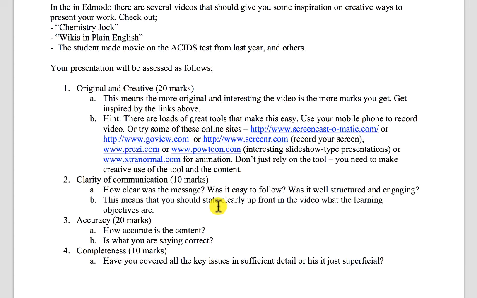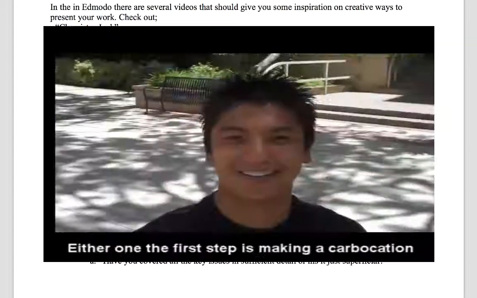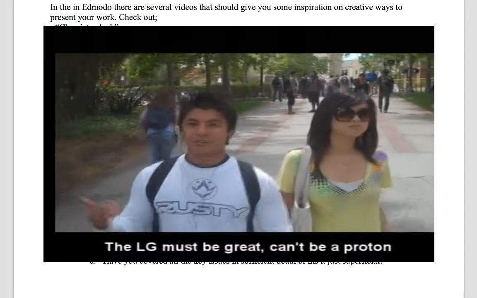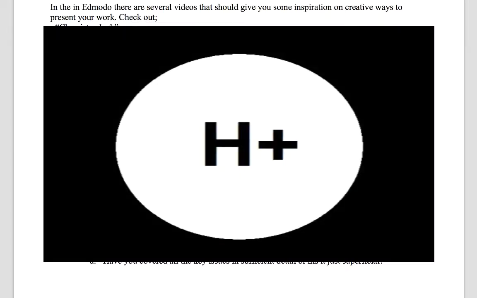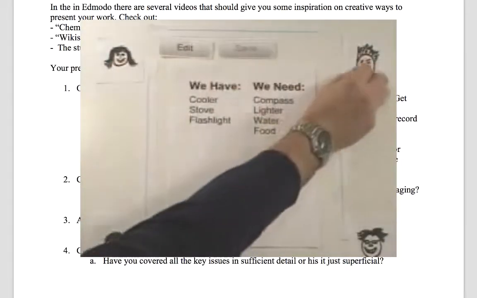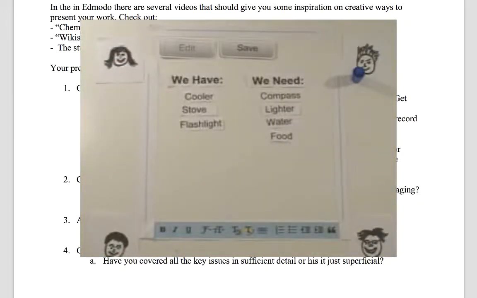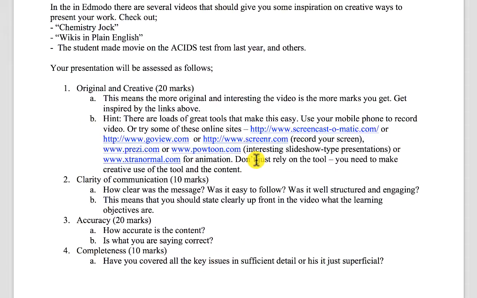So here's an example of a video that was created in response to this particular exercise, and you'll see this group took two approaches. They took an approach which sort of comes out of the chemistry jock video where they wanted to make a music video, but they also used Powtoon to create some animation, and using both of these they created a very powerful video that explained some quite technical and confusing concepts, but in a simple way.